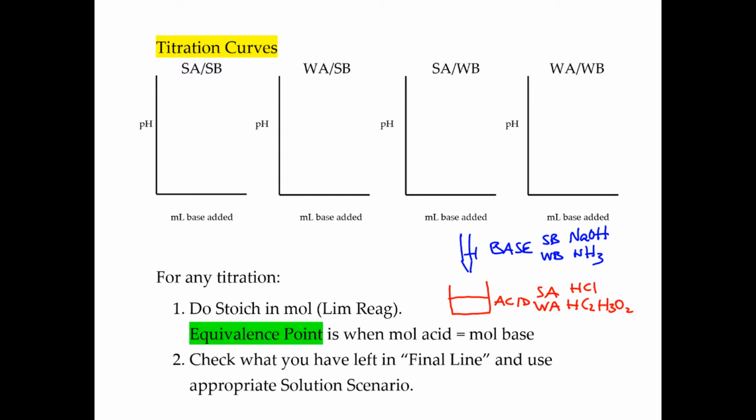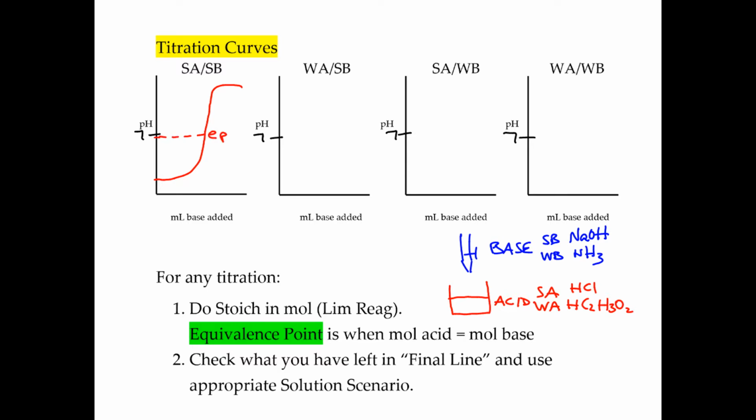We could have a strong base or a weak base. The strong base would be something like NaOH. The weak base would be something like NH3. We could have a strong acid or a weak acid. The strong acid would be something like HCl. The weak acid would be something like acetic acid. So these are going to look different in their titration curves.